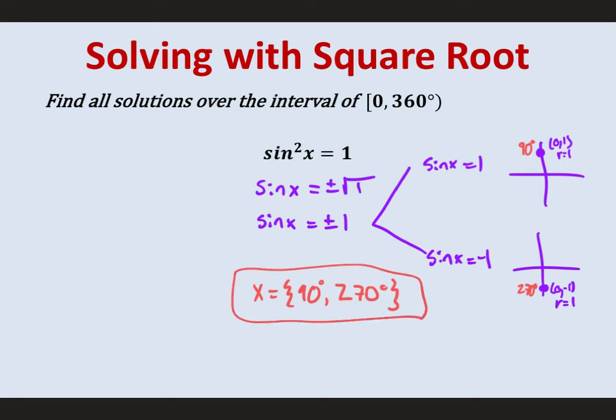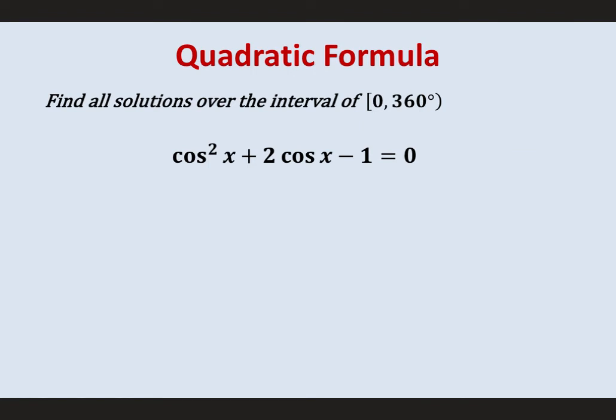Our last example is probably the most beautiful because we have to do the quadratic formula, which everyone loves. In case you forgot it, your quadratic formula is x equals -b plus or minus the square root of b squared minus 4ac all divided by 2a. That's our quadratic formula. Here our a is 1, our b is 2, and our c is -1.